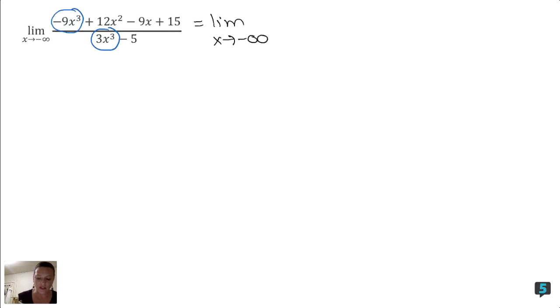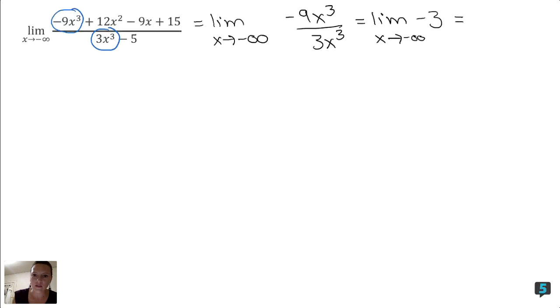So this is going to be equivalent to the limit as x approaches negative infinity of negative 9x cubed over 3x cubed. Now, in addition to x cubed over x cubed simplifying here to 1, that negative 9 over 3 is also going to simplify to negative 3. So we are going to end up with a limit. Whoops, I forgot my negative infinity. Don't forget that. We're going to end up with the limit as x approaches negative infinity of negative 3, which is going to equal negative 3.